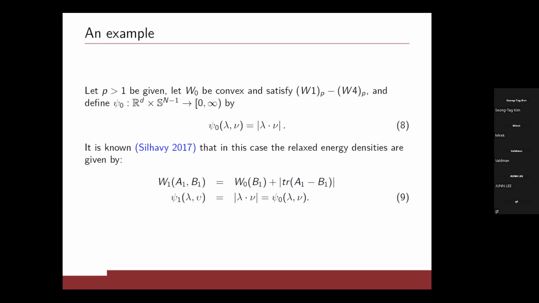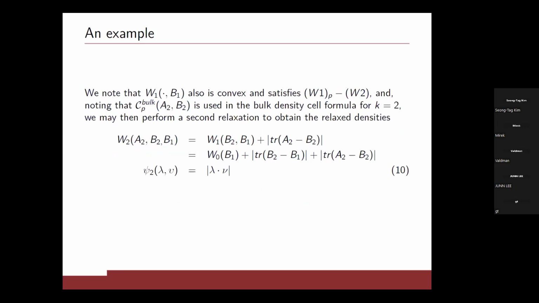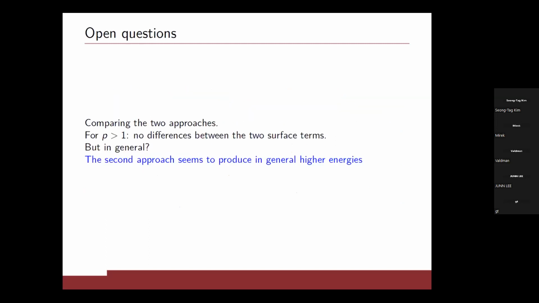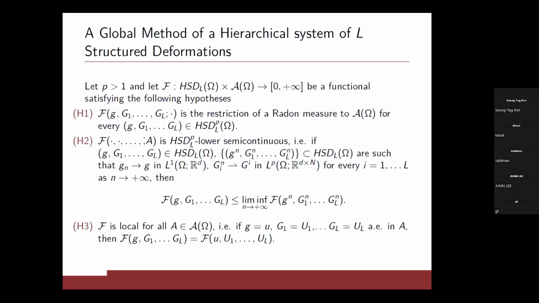So let's say B1 is your capital field G and A1 is your nabla G. And psi1 is equal to psi0, so it stays the same. So in this way, you can keep going to any level of structure, of a hierarchical structure deformation, and you can get this nice description. So the idea of going could be performed again in the way we can define the energy associated to a hierarchical system of structured deformation.